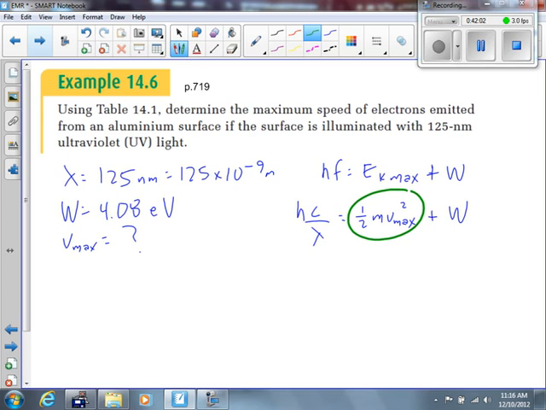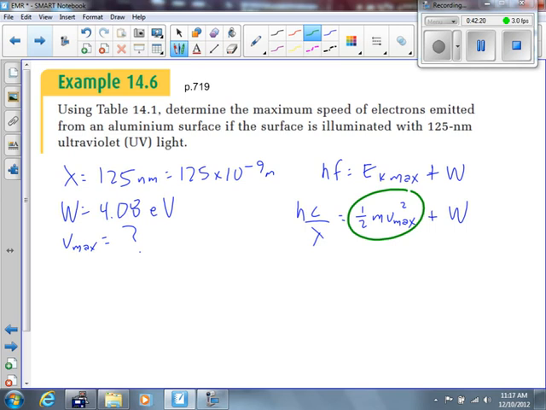We can't use electron volts because the equation 1/2 mv squared, using kilograms and meters per second, automatically comes out to be standard units, which are joules. So as soon as we introduce that equation, we've got to use joules.